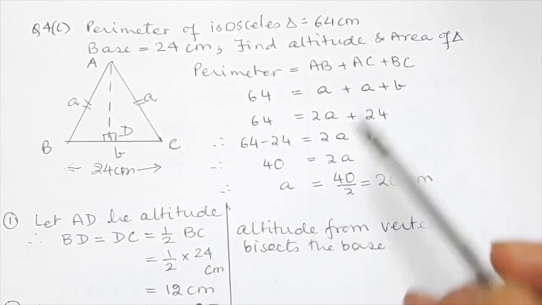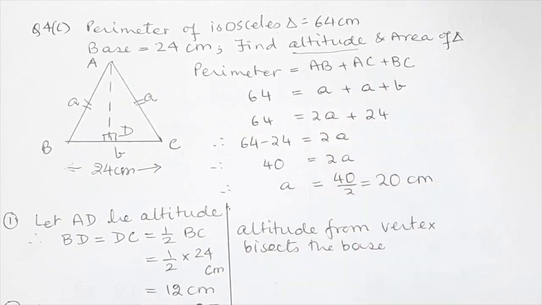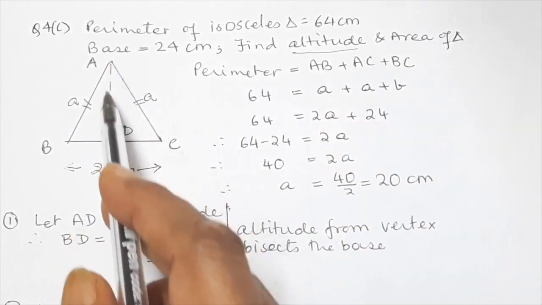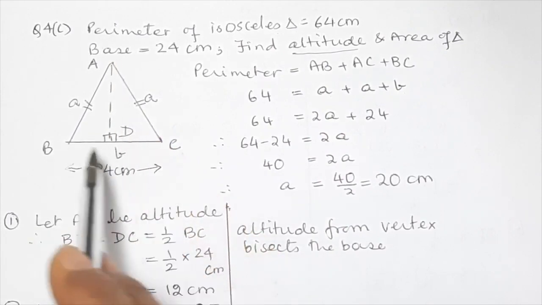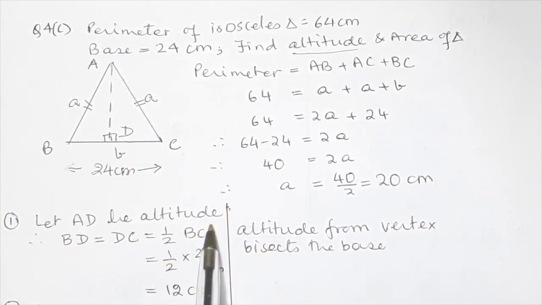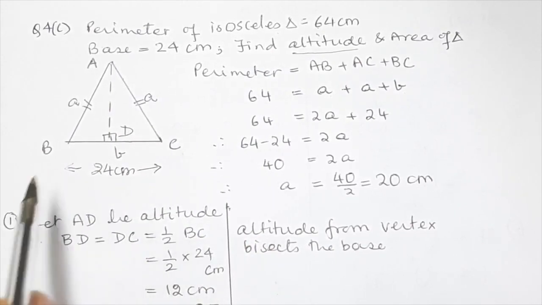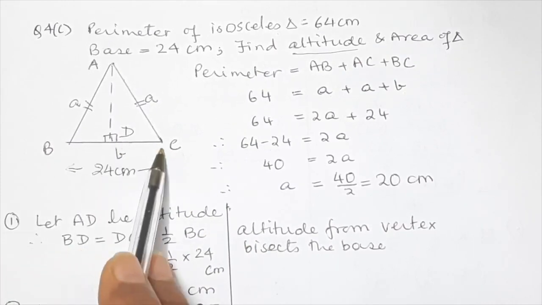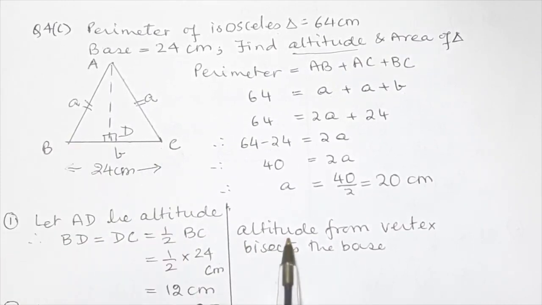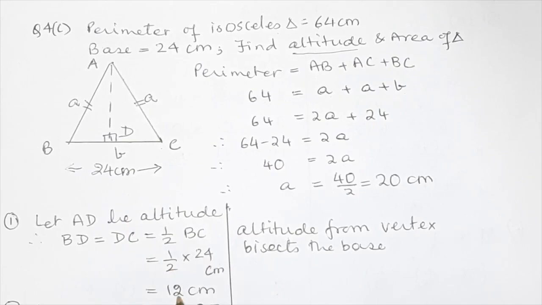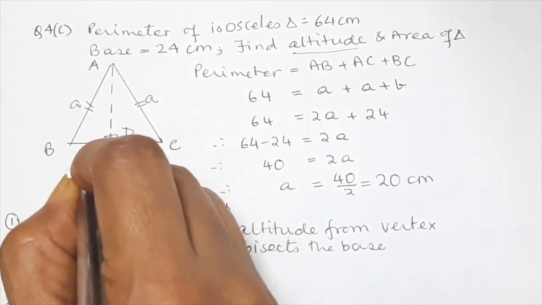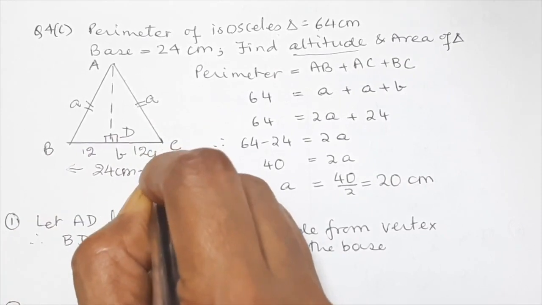Now we are expected to find the altitude. So altitude means you'll have to drop the perpendicular. So we will draw AD, which is perpendicular to BC. Let AD be the altitude. So BD equal to DC will be half of BC. See there, this BD equal to DC, that will be half of BC, because altitude from the vertex bisects the base. So each one of them will be half of 24. So we write like so. Okay, so this is 12 and this is 12 centimeter.